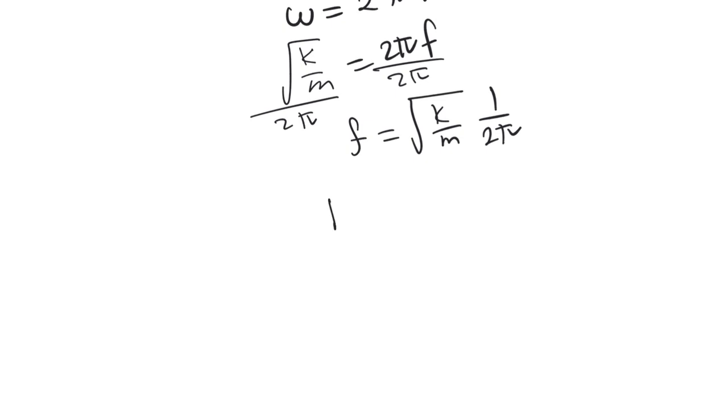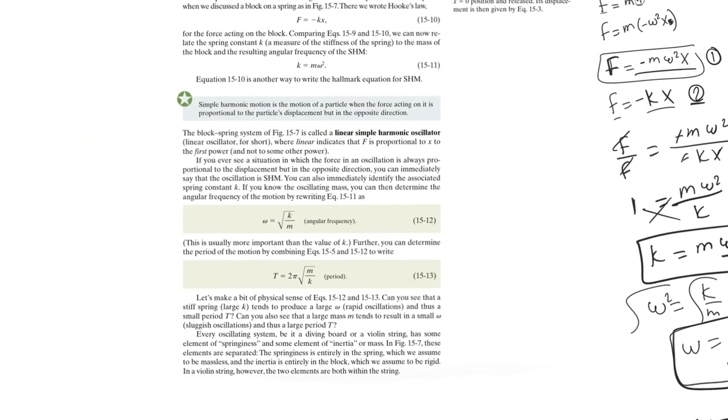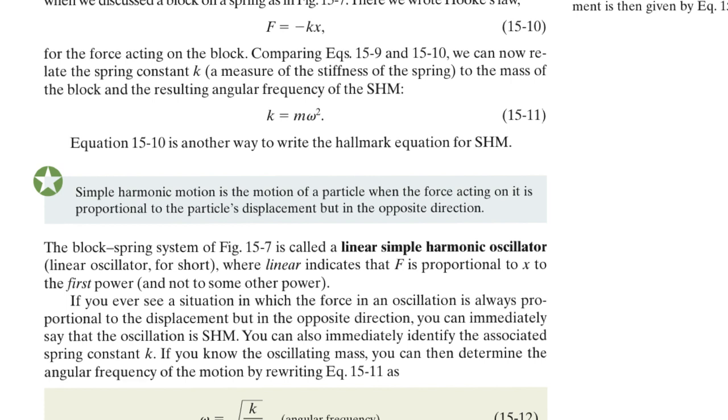And we know that the period is equal to 1 over f, so the period will be the reciprocal of f, which is 2 pi square root of m over k. And this is very important. Another important point is what is written in this box. They say that simple harmonic motion is the motion of a particle when the force acting on it is proportional to the particle displacement but opposite in direction.